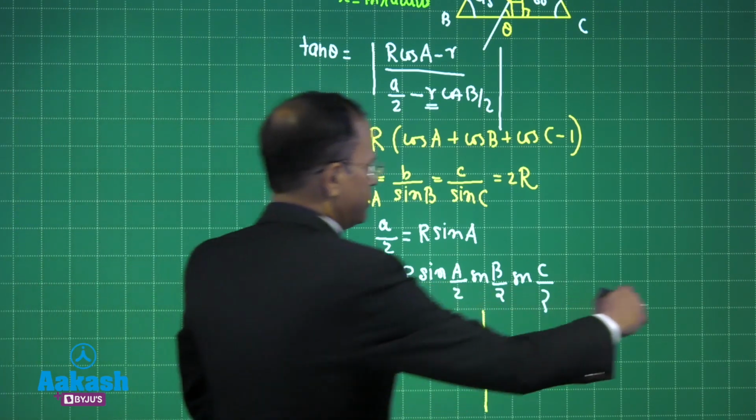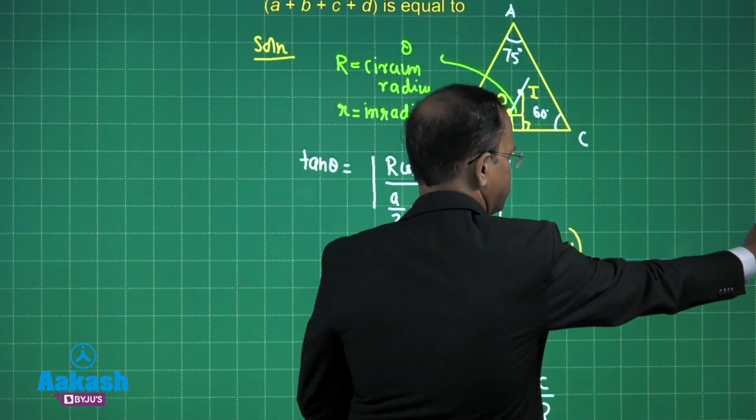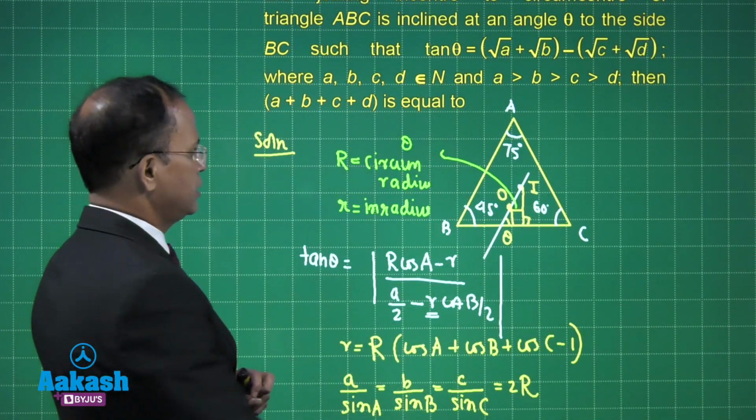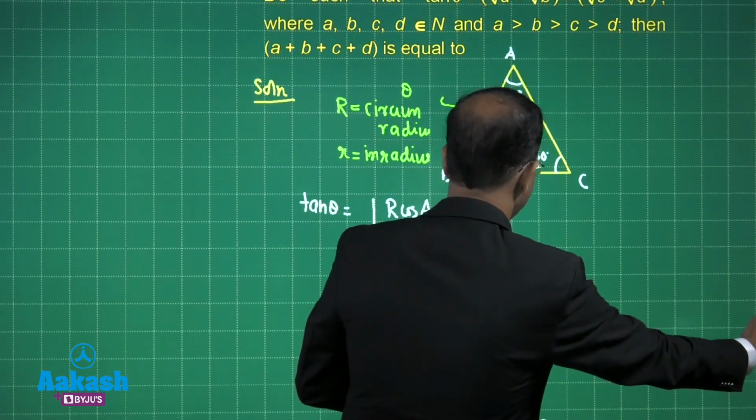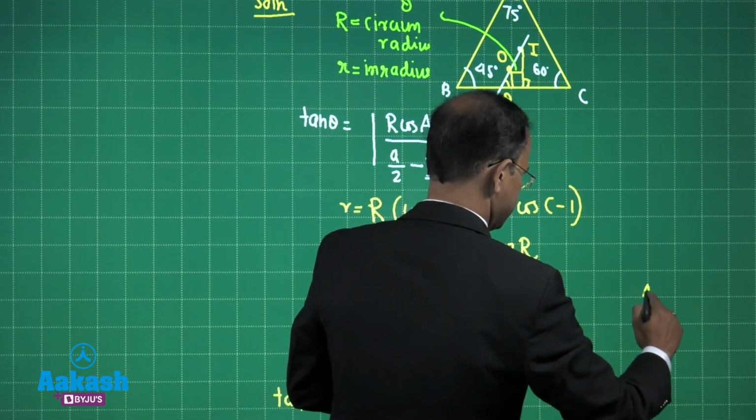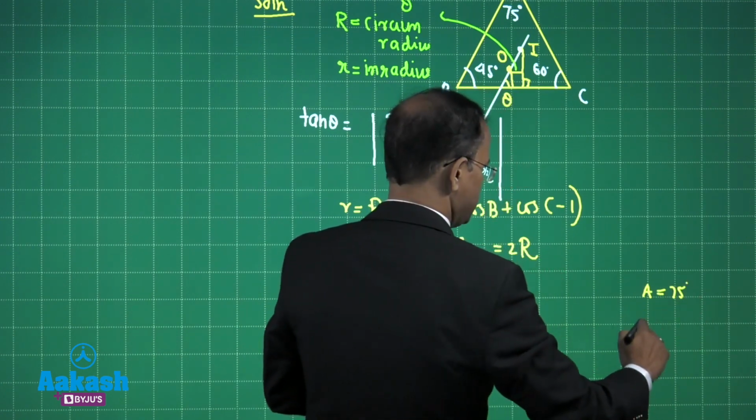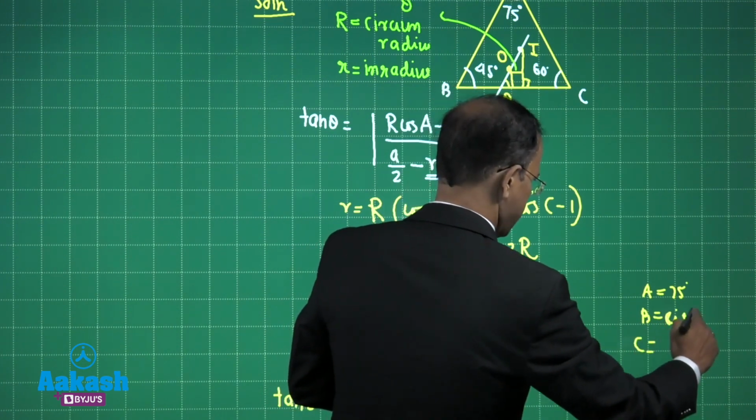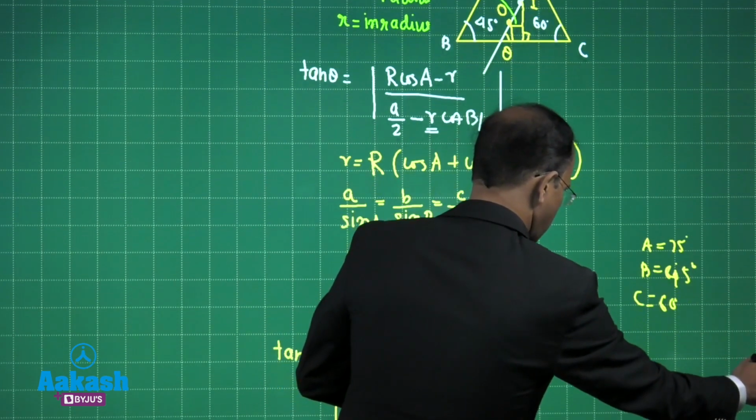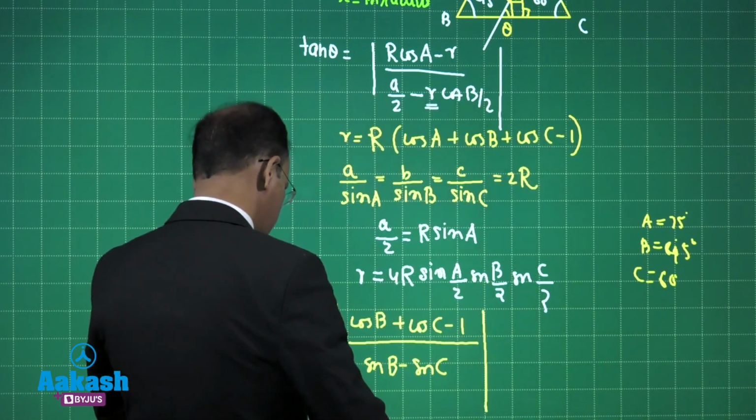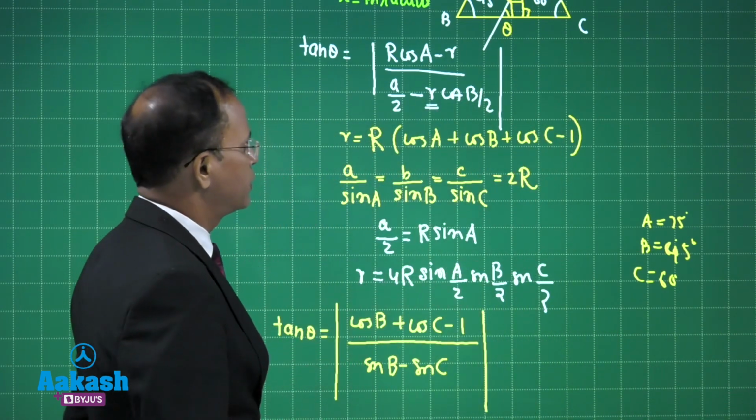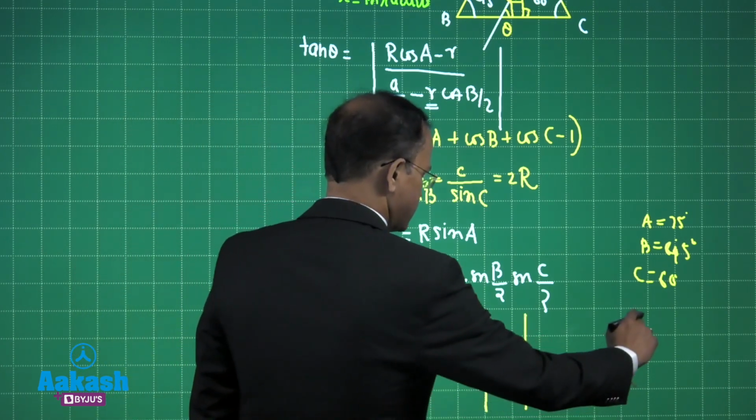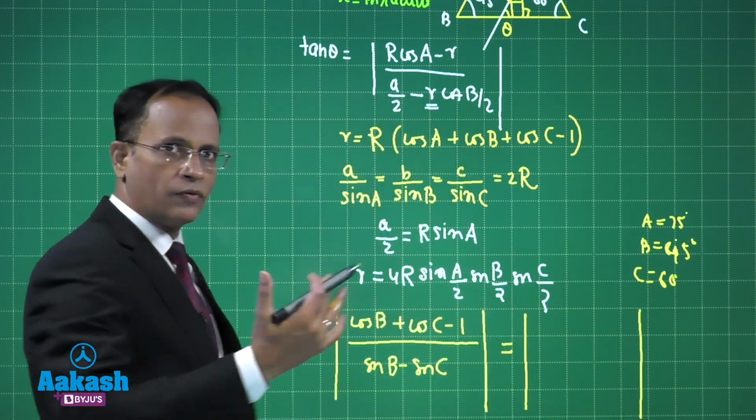Now, we know the values here. So, what are the values you can take? We have those values, you can see here. The values are: A is given to you as 75 degrees, B to be 45 degrees, C to be 60 degrees, and we just substitute all the values. Once you substitute all the values, we come out with a few interesting facts. So, we can equate it now.